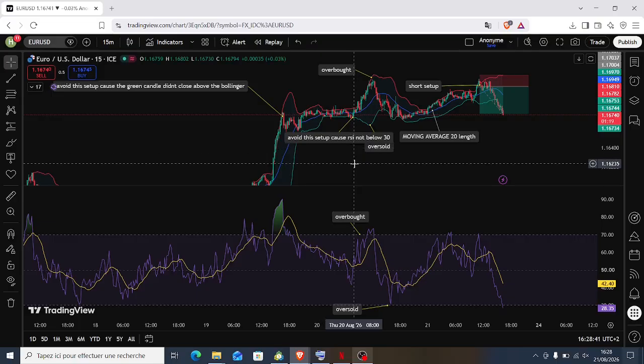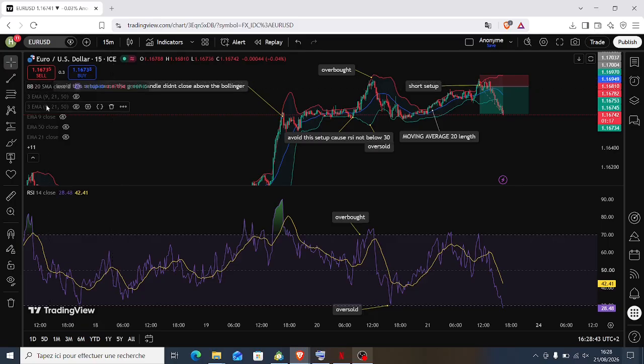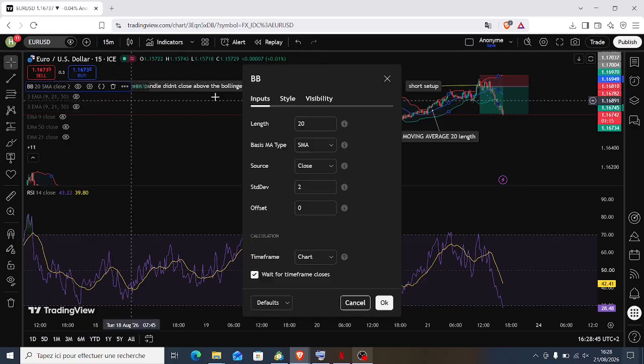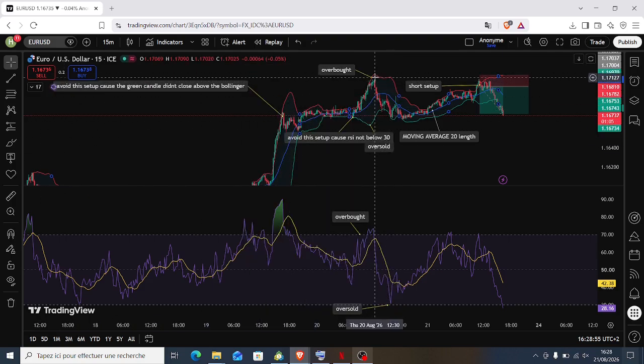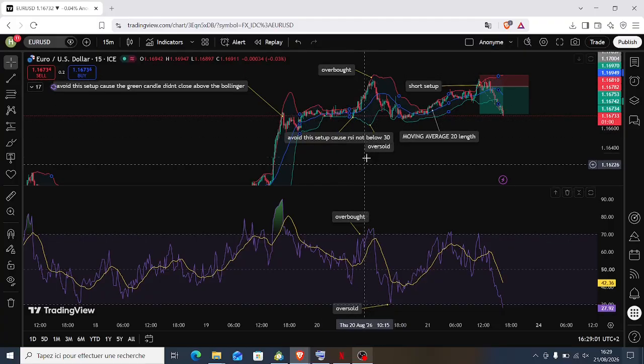Let us start with the absolute basics. Bollinger Bands are volatility bands placed above and below a moving average. Most people use the default 20-period moving average, but for this specific setup, we are focusing on the bands themselves as dynamic support and resistance. When price touches the upper band, you are in the overbought zone. When price touches the lower band, you are in the oversold zone.